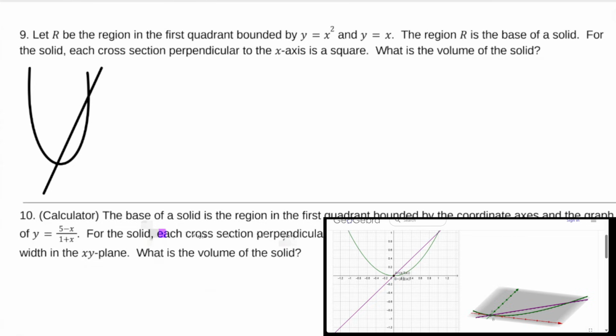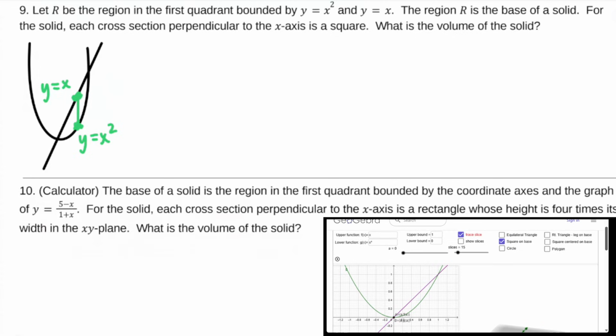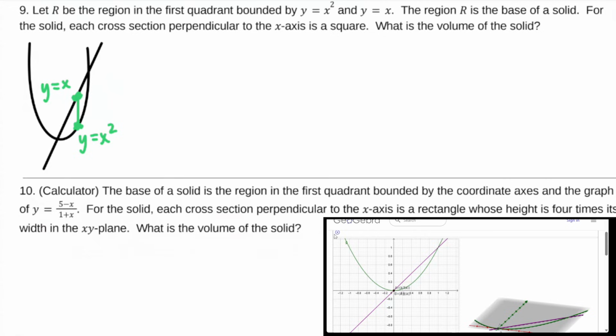So each cross-section perpendicular to the x-axis is a square. So I'm going to take a cross-section perpendicular to the x-axis. I'm going to think about top and bottom. This was y equals x, and this was y equals x squared. Oh, goodness, this is very laggy. All right, I think what I'm going to do is, oh, it's that play button right there. All right, so what's going to happen is it's going to show all of these slices filling up as that vertical bar goes from 0 to 1.